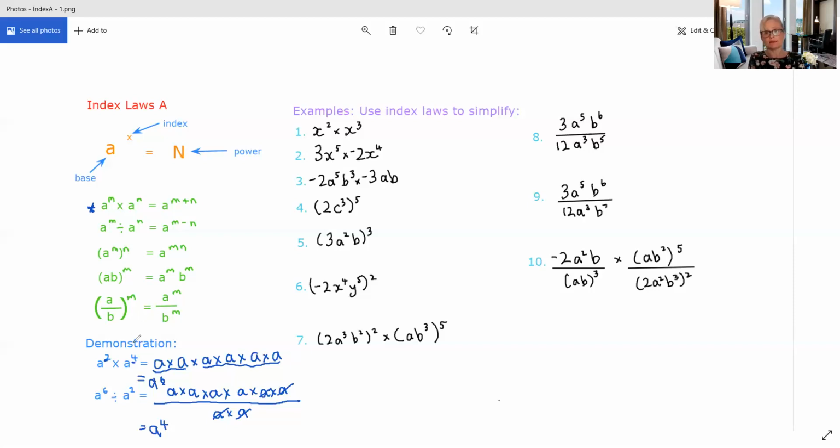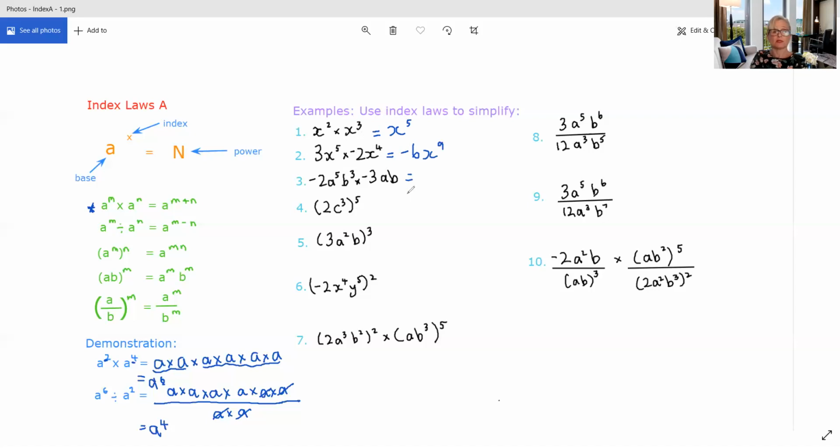Let's work through some examples and see how we go. All right, x squared by x cubed. They are powers of the same base, so we add the indices. Here's an example where we happen to have a coefficient coming in as well. All you've got to do is just multiply your coefficients. 3 by -2 is -6. x to the 5th by x to the 4th, we add those indices and get x to the 9th.